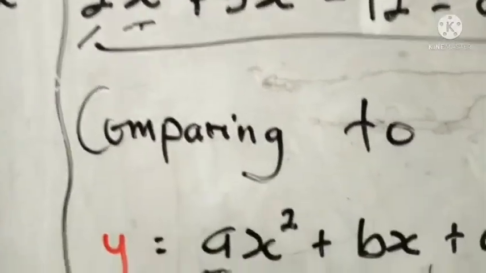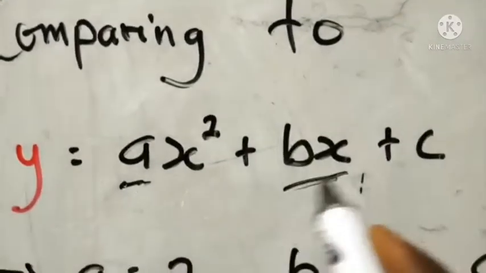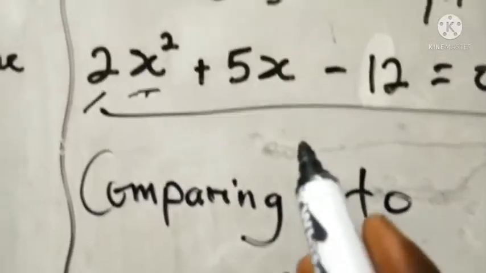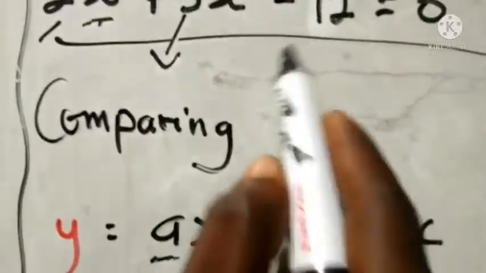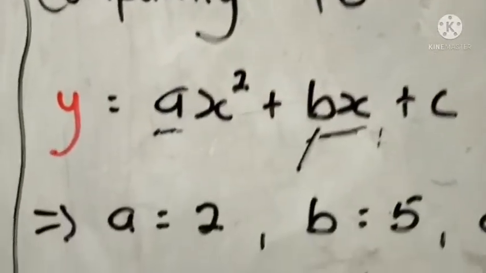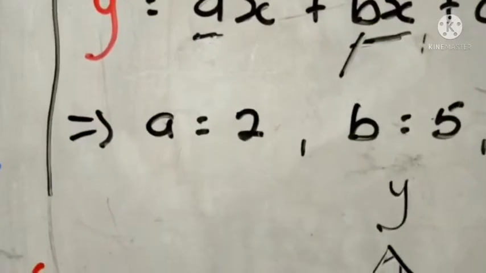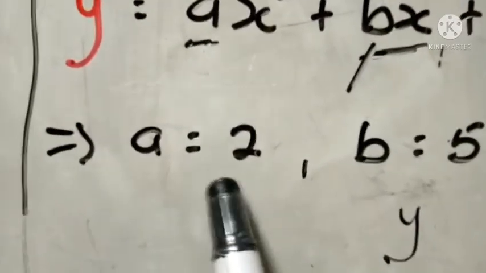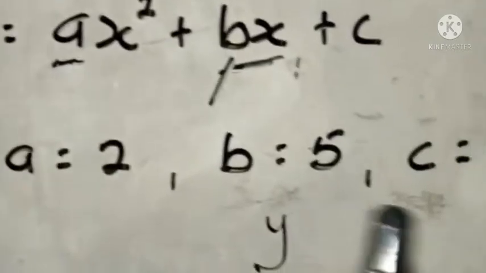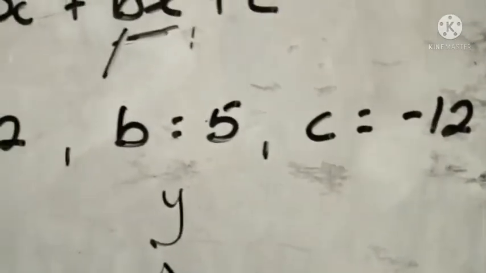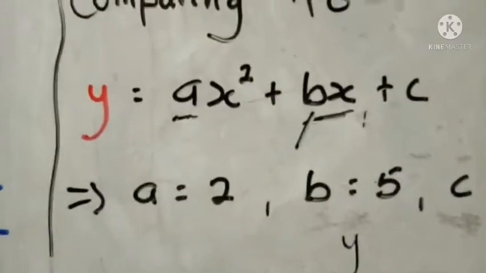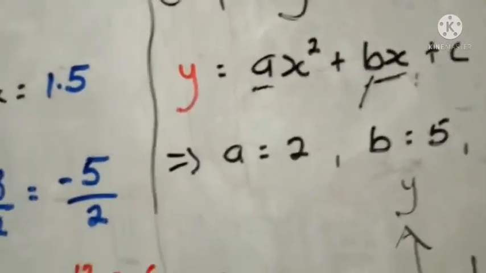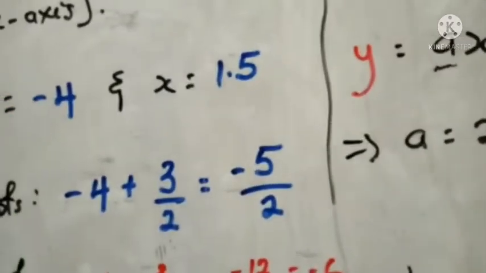And the friend of x here is b. From what we had, that is 5, so b is 5, and then the final one will be your c here. So the values of a, b, and c are 2, positive 5, as well as negative 12 here. So these are the values of a, b, and c that we are having from this question. This is how simple you solve questions that look like this.